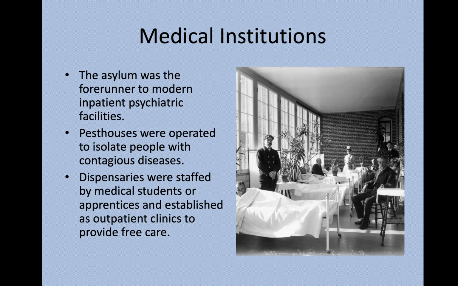Asylums were the forerunner to inpatient psychiatric facilities. I have a picture of a mental health psychiatric facility, and what came first was asylums. Pest houses were operated to isolate people with contagious diseases. So think pest houses, contagious diseases. And dispensaries were staffed by medical students or apprentices and established outpatient clinics to provide free care. Dispensaries grew into the clinics and hospitals that we see today.